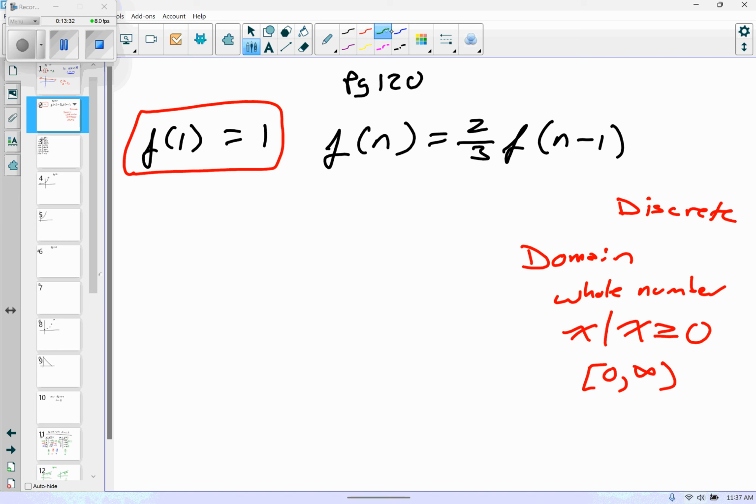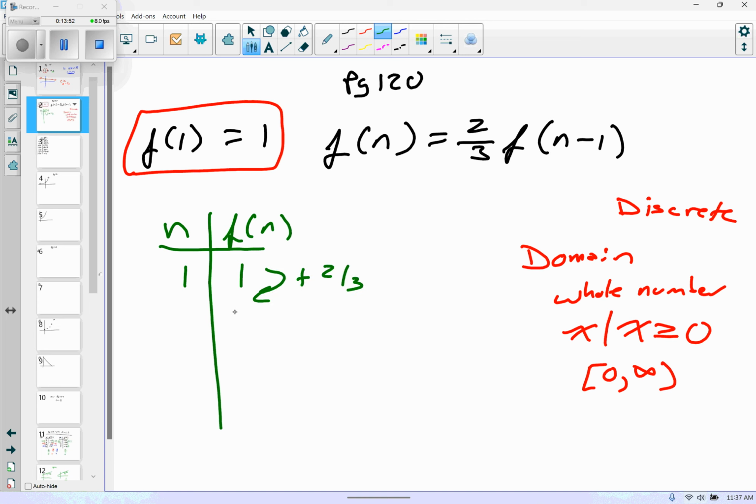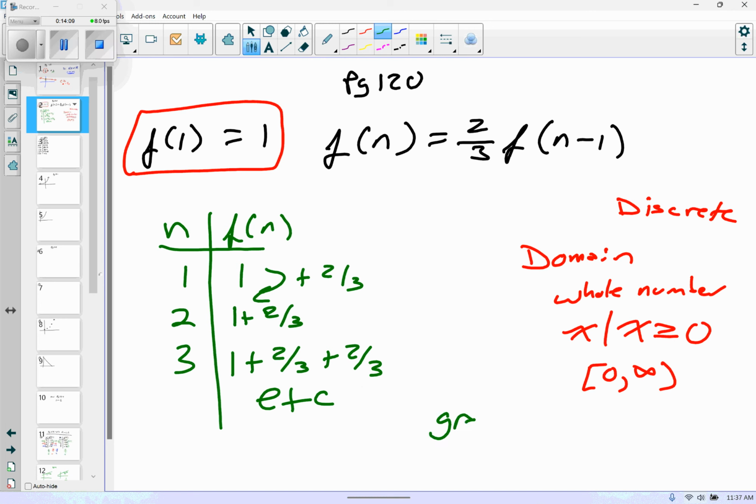Another representation of this function might be just creating a table. You have n and f at n, where I know that f at 1 is 1, and we could just continue to build upon that. So if f of 1 is 1, then I'm just going to add 2/3 each time. So 1 plus 2/3. And then our third thing would be 1 plus 2/3 plus 2/3, etc. Notice I didn't even work it all the way out. Okay, our growth factor on this is 2/3, adding 2/3 each time.